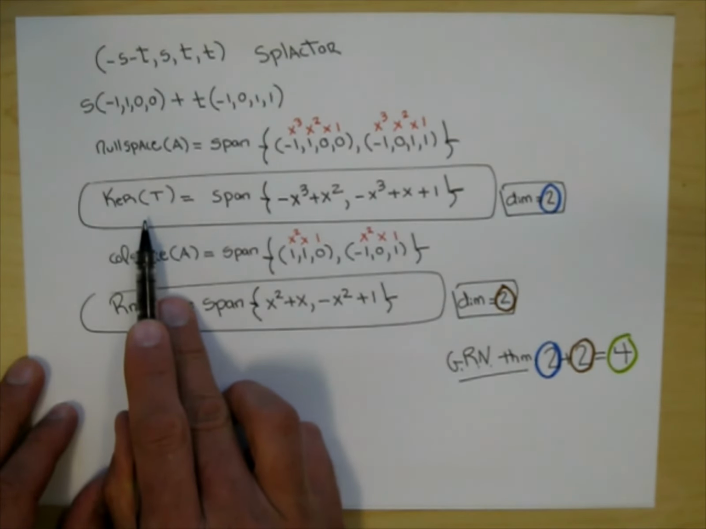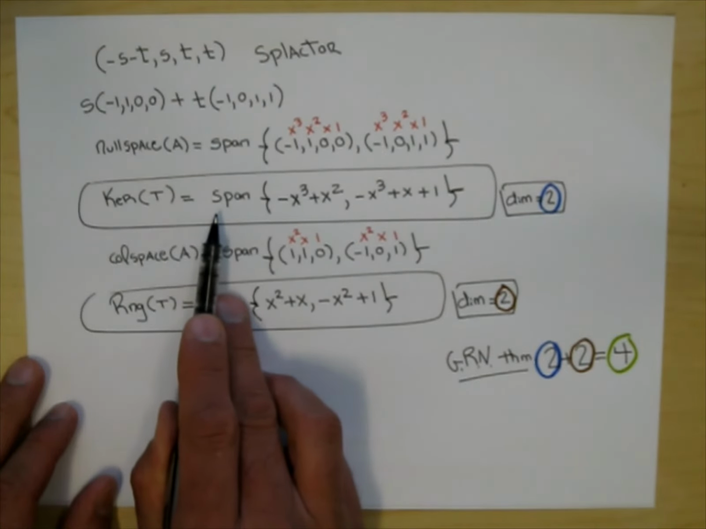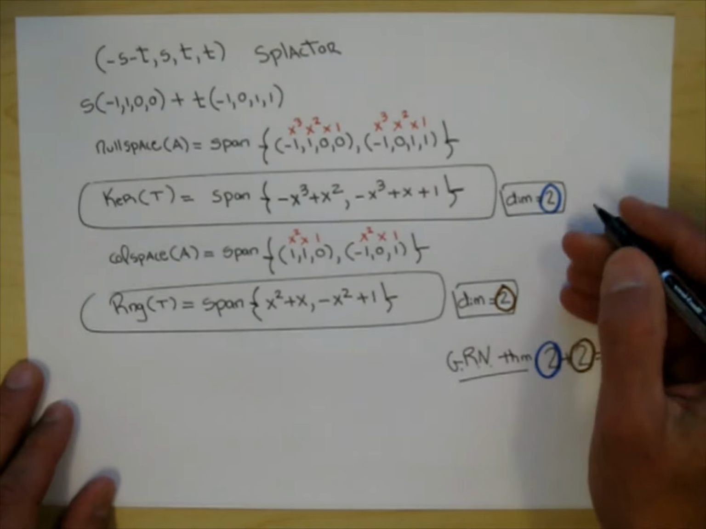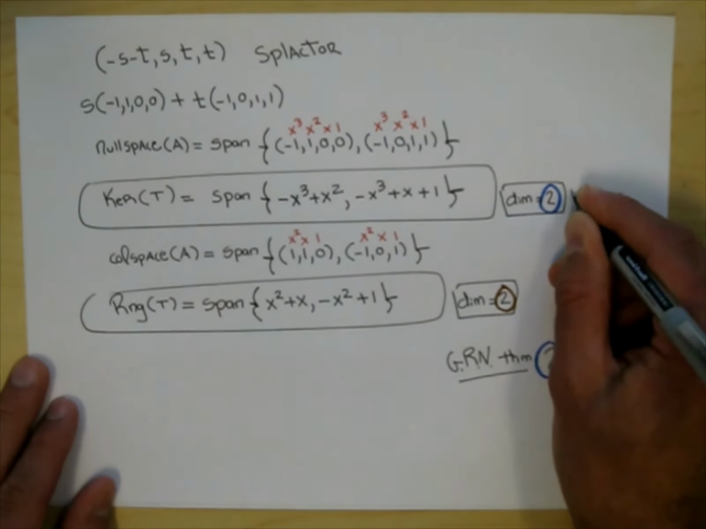Kernel tells us about one-to-one. Does the kernel equal the zero vector from the domain? Is that the zero vector? No. So this is not one-to-one.